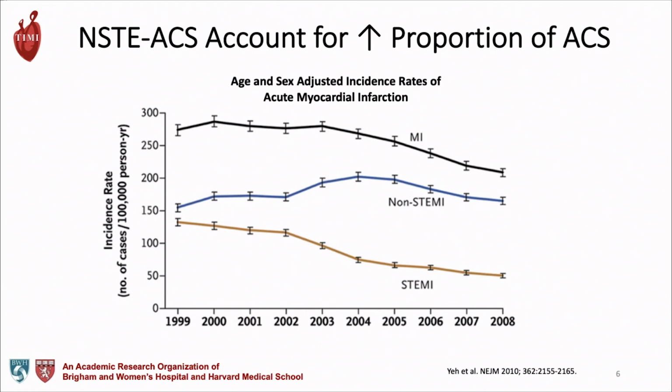However, if you break that down by STEMI versus NSTEMI, the incidence of ST segment elevation myocardial infarction steadily declined, whereas the incidence of NSTEMI actually remained relatively constant. There was actually a brief uptick over this 10-year period. And so what we've seen over time is that the proportion of acute coronary syndromes that are accounted for by NSTEMI has actually increased, and the proportion of acute coronary syndromes accounted for by STEMI has decreased over time.